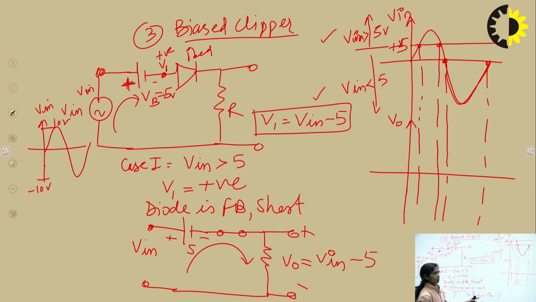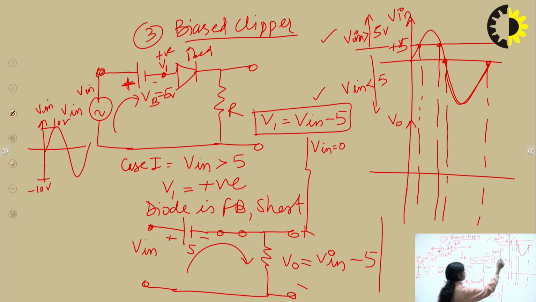We have to separately plot the output for different V in values. So if V out is equal to V in minus 5, then we have to plot it for different values of V in. Let's say V in is initially 0. Initially V in is starting from the greater than 5 condition, V in is initially 5. So V out will be equal to 0. So for V in equals to 5, the output is coming out to be 0. It is marked by the dotted point here.